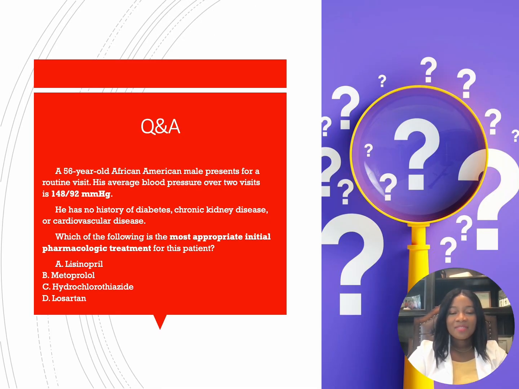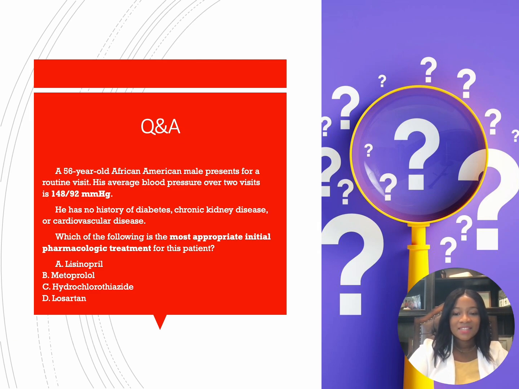So now let's have a Q&A, okay? Let's go over this question here. A 56-year-old African American male presents to your clinic for a routine visit. His average blood pressure over 2 visits is 148/92. He has no history of diabetes, chronic kidney disease, or cardiovascular disease. Which of the following is the most appropriate initial pharmacologic treatment for this patient? A, lisinopril, B, metoprolol, C, hydrochlorothiazide, or D, losartan?